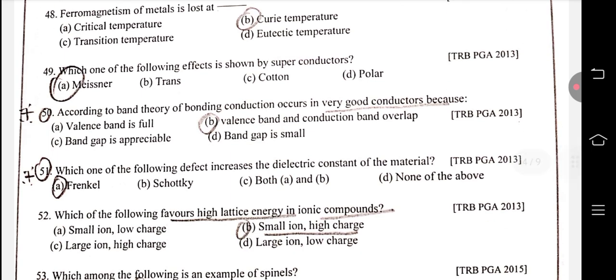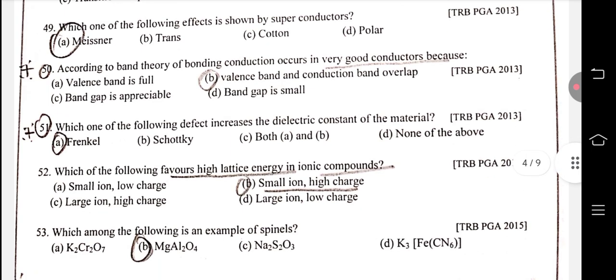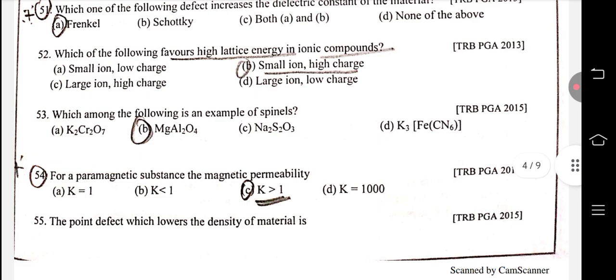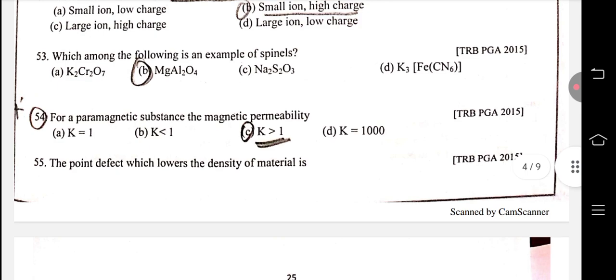49. Superconductor shows the Meissner effect. According to the band theory of bonding, conduction occurs in very good conductors because the valence band and conduction band overlap together. Which one of the following defects increases the dielectric constant of a material? Frenkel defect. Which of the following favors higher lattice energy in an ionic compound? Small ion, high charge. Which of the following is an example of spinel?